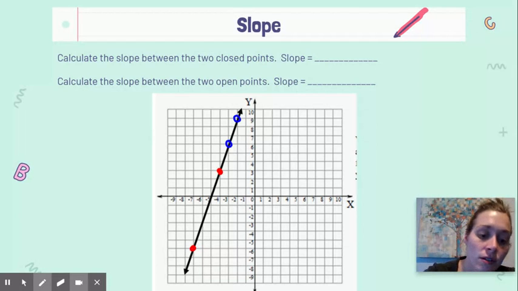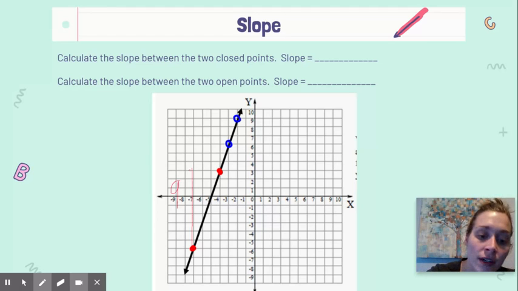Then we're going to rise. This time the line's going up. So we're going to rise up, draw our line going straight up until it's level with the next red point. And we'll count. So 1, 2, 3, 4, 5, 6, 7, 8, 9. So we went up 9. There's our rise.